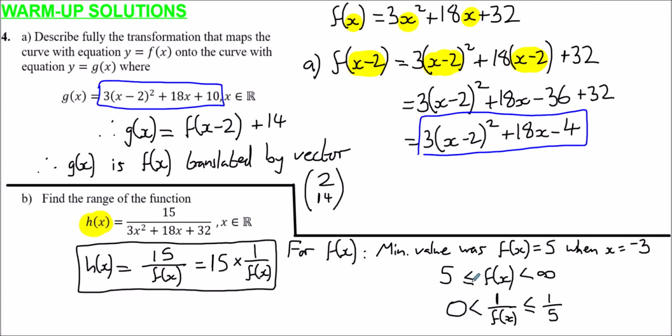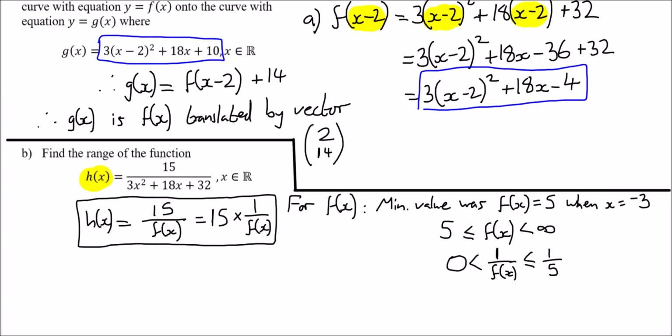So essentially 5 goes to 1 over 5, infinity goes to 1 over infinity when we're talking about 1 over f of x. But h of x is 15 lots of 1 over f of x. So if I multiply all by 15 here, I'll get to where we need to be. So 0 multiplied by 15 is obviously 0. 1 over f of x times 15 is 15 over f of x. And 1/5 times 15 gives us 3.